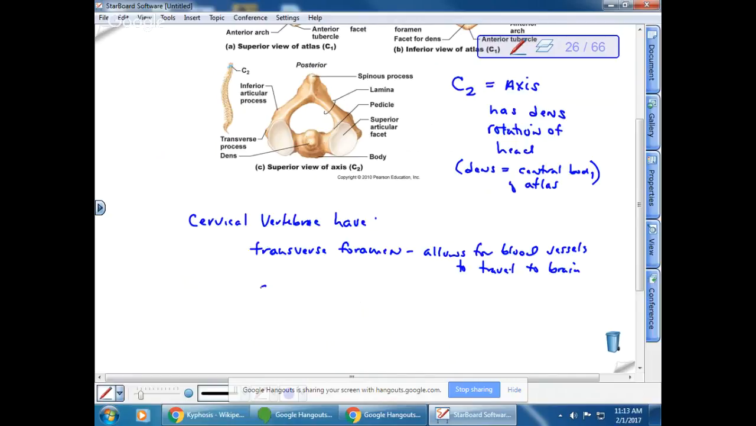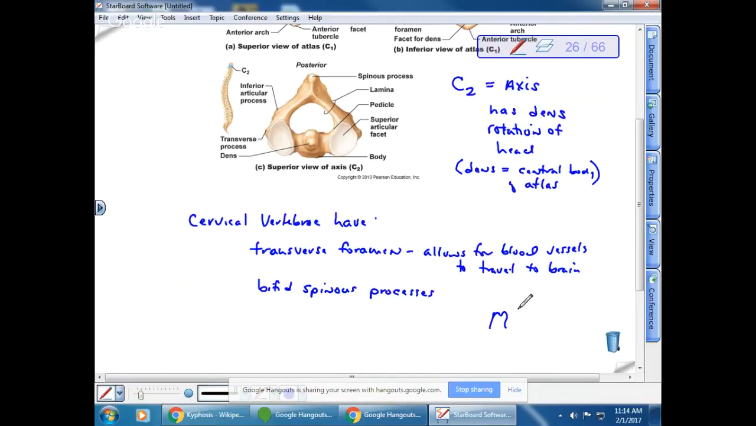Okay, so they also have what is called a bifid spinous process. Bifid, B-I-F-I-D, bifid. And so a bifid spinous process has like two little bumps on it like this. If I were to draw my spinous process, it might look something like this. So it has two bumps, okay? So when we're looking at cervical vertebrae, those are two characteristics of the cervical vertebrae that you do not see in the thoracic or the lumbar vertebrae.